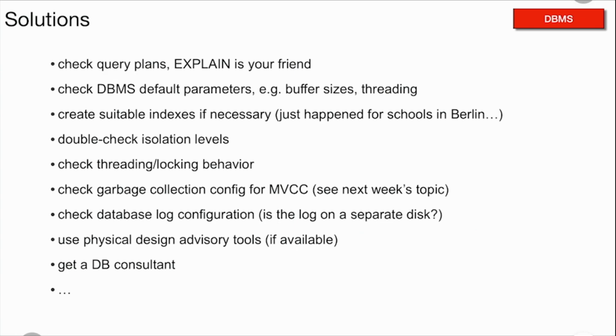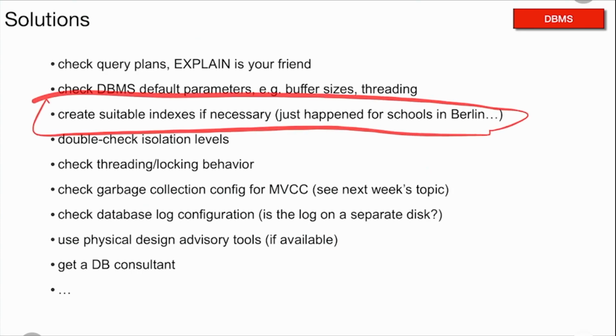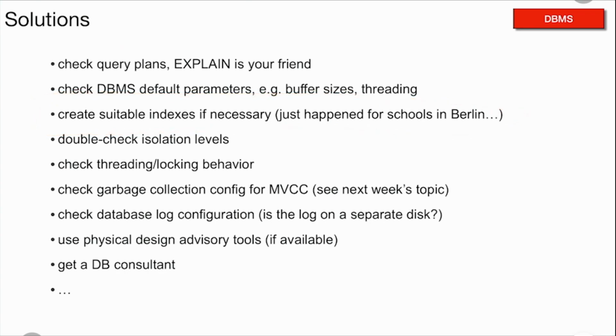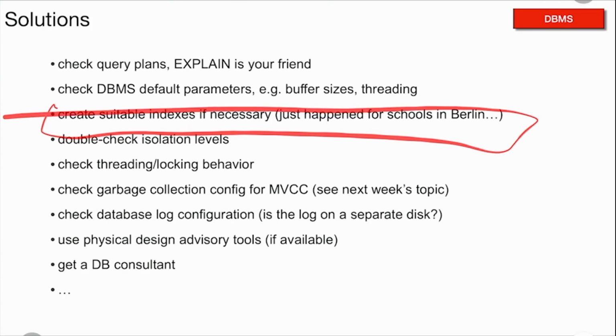I think I wrote it down somewhere here. Create suitable indexes. Again, a problem that doesn't occur on a single machine. You're testing it for yourself, so the query takes like whatever 100 milliseconds. But now you have thousands of users hitting the machine at the same time, and then if you don't have the right index, you better create it. So make sure the right indexes are created.